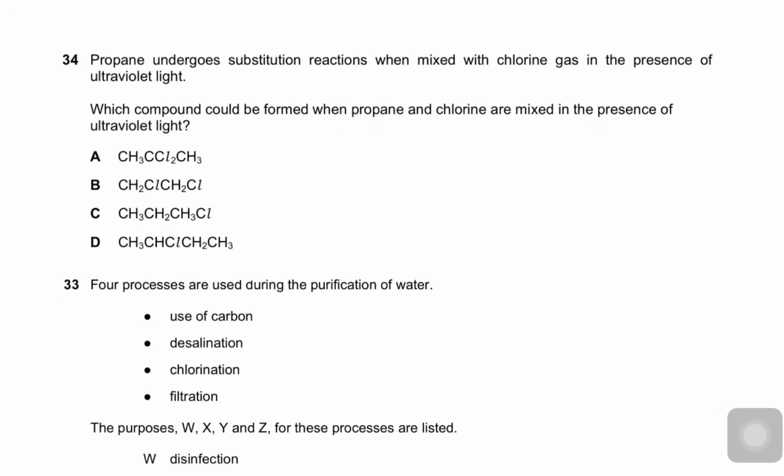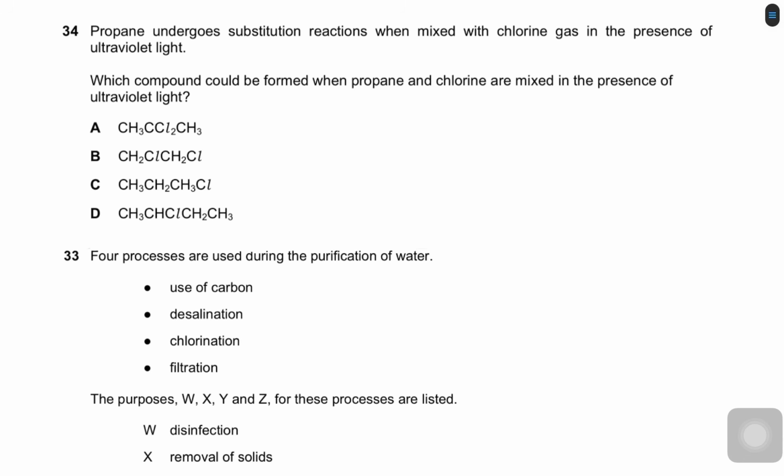In today's video, we are going to be continuing with some MCQ questions and we'll see if you're able to identify why the wrong answers are wrong also. So, propane undergoes substitution reactions when mixed with chlorine gas in the presence of ultraviolet light. Just reminding you guys that this reaction is called substitution. Which compound could be formed when propane and chlorine are mixed?